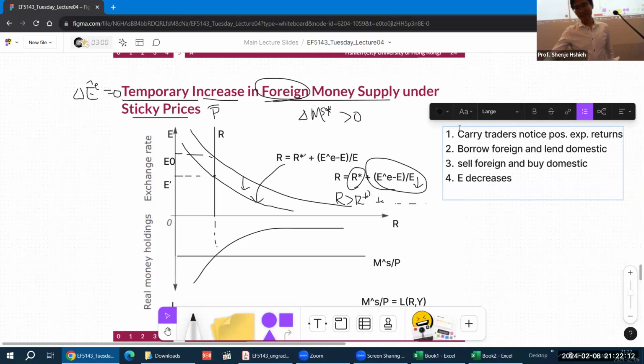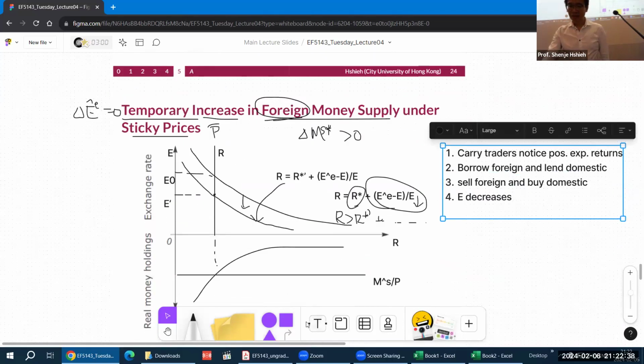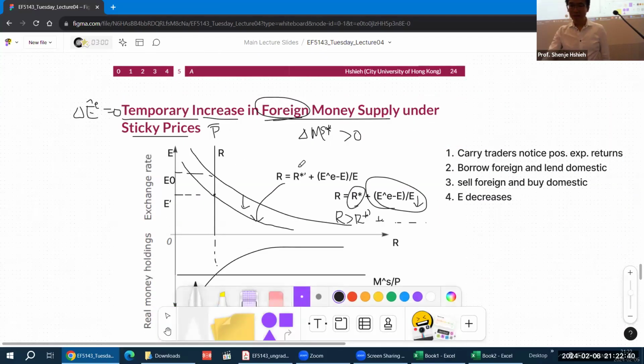Of course, there is another step in the background. As the foreign central bank conducts open market operations, they print money and exchange that cash for debt, their own debt, and that pushes up the prices of their debt, and their interest rates decline. That's the extra step that I skipped. That's the logic here, but it only appears in this graph through R star.